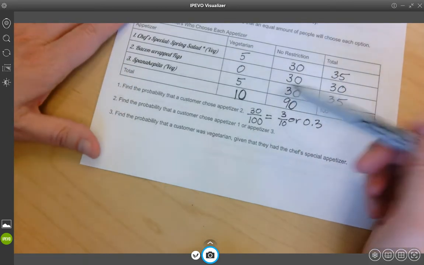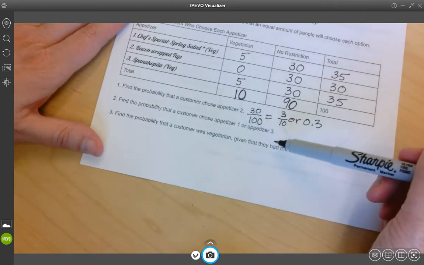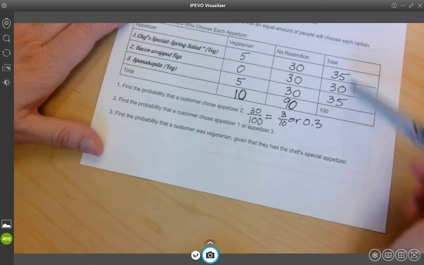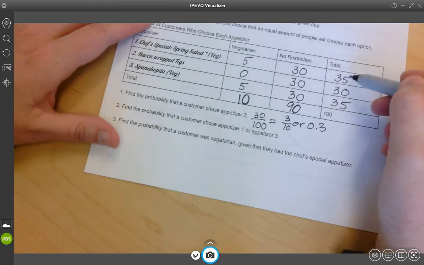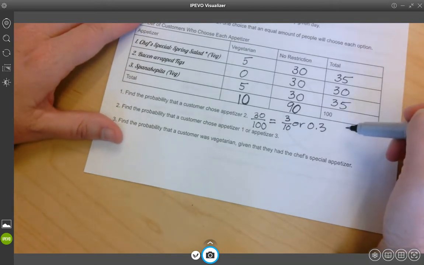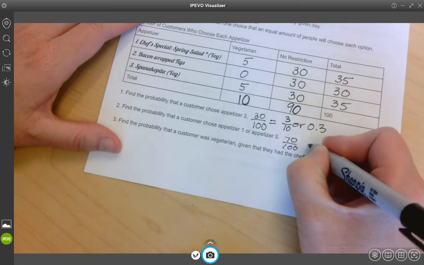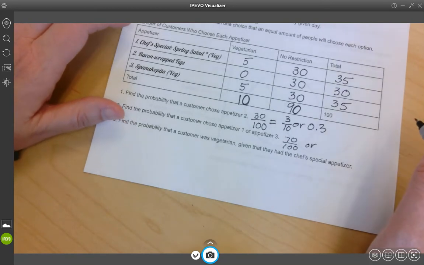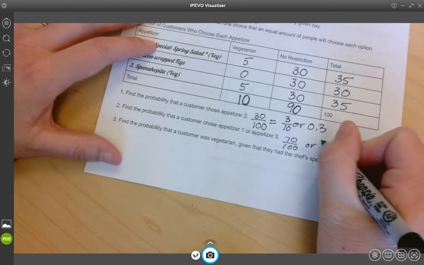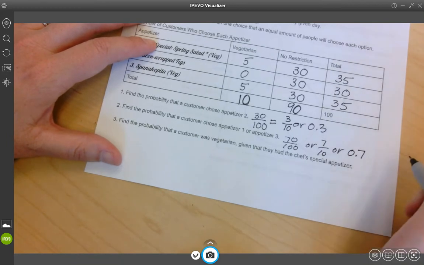All right. Find the probability that a customer chose appetizer 1 or appetizer 3. So remember, you have to include both appetizer 1 and appetizer 3. All right, so when you added those together, you got how many people? 70, good. So 70 out of 100, which is going to give you what simplified fraction? Did you say it? It is 7 out of 10. And some of you might have made it a decimal, 0.7.